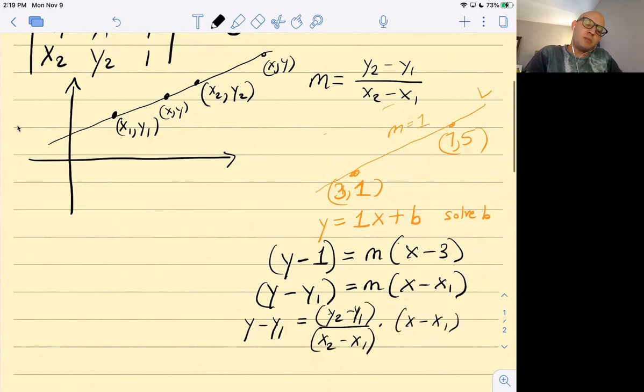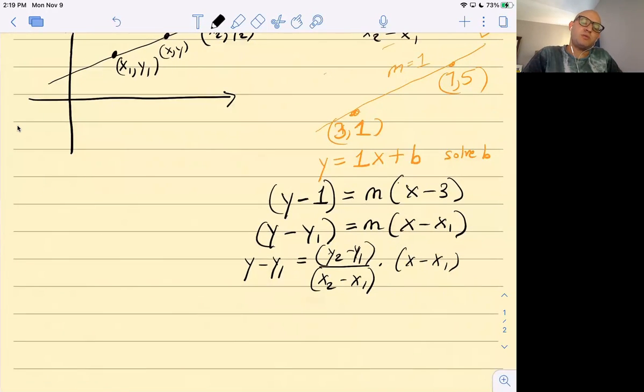This looks really complicated, but this is just point slope form. And this is just a number. This is just some number. This is just some number. This is just some number. These guys are variables. This is a variable. This is a variable.